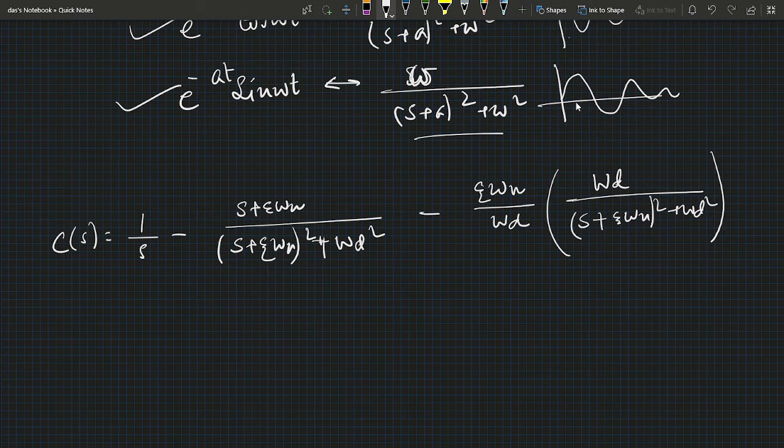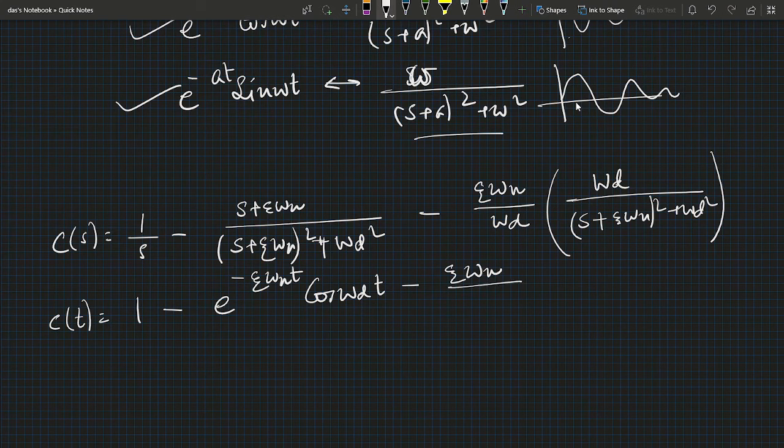Okay, so this is another expression. Now if we take the inverse Laplace, c(t) is 1 minus e to the power minus zeta omega n t, cos omega d t minus, now what is the inverse Laplace of zeta omega n by omega d, e to the power minus zeta omega n t, and sine omega d t. So this is the time-domain response of the second order system coming out from here. So now here we see omega n and omega d.